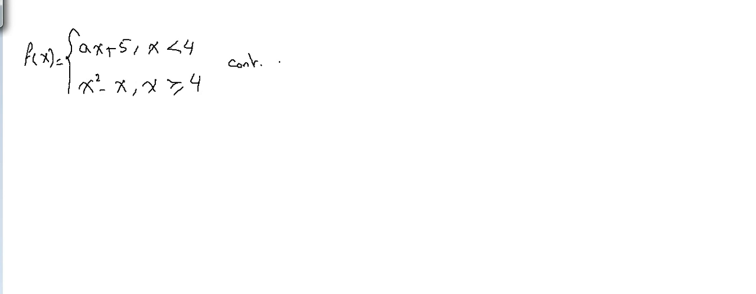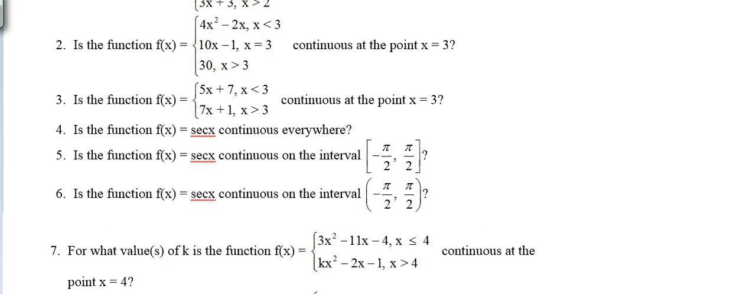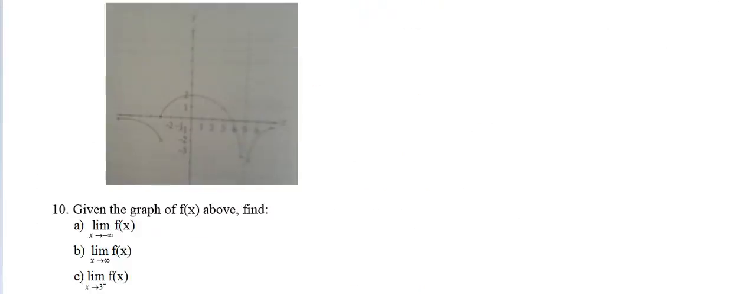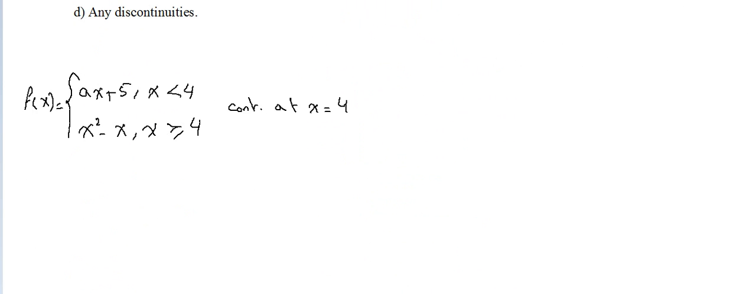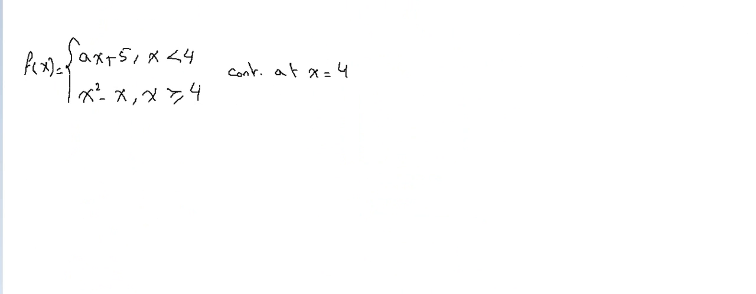f of x equals ax plus 5 when x is less than 4, and x squared minus x when x is greater than or equal to 4. It is given continuous at x equals 4, and we need to find the value of a. Let me just check. That's correct. Okay, so let's start.